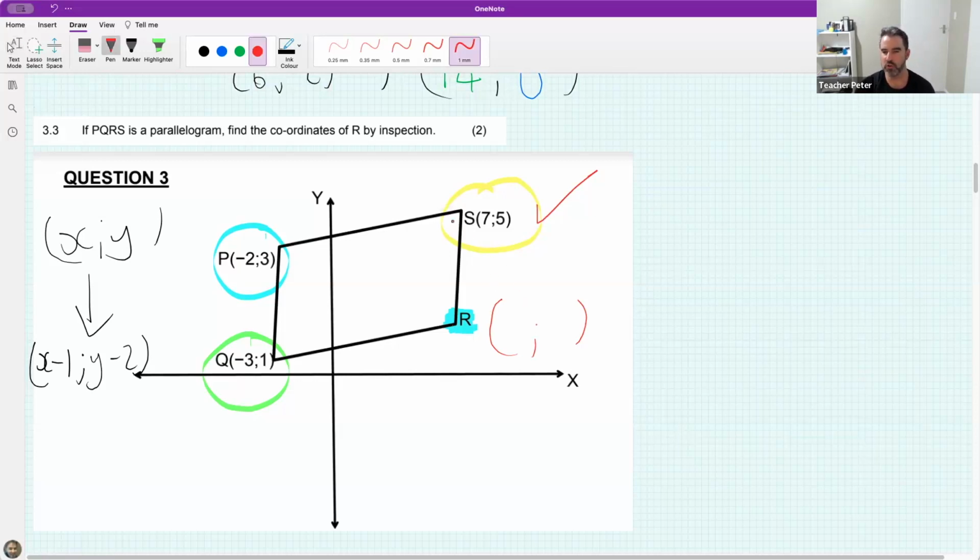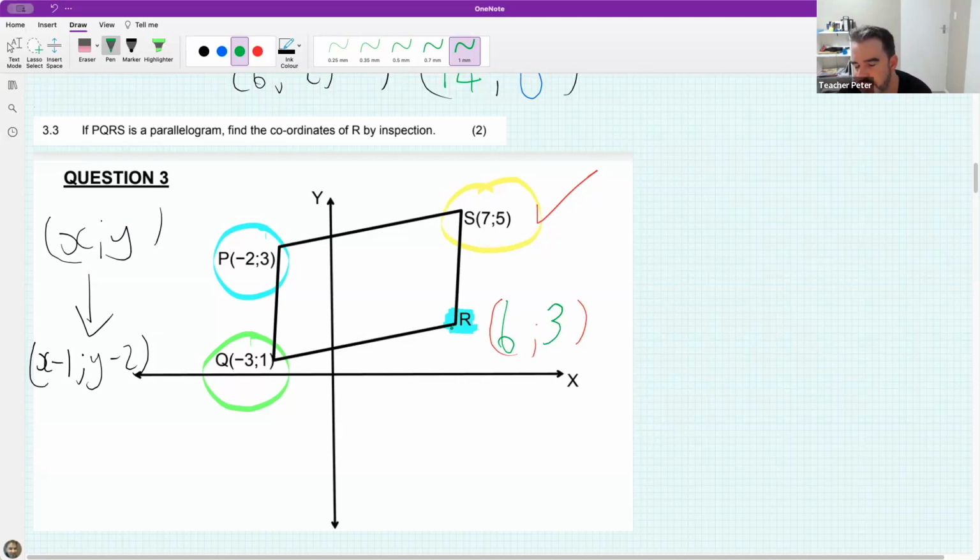So you can use whatever way you like as long as we get this answer. If I'm starting at 7 and the rule is to take away 1, then 7 take away 1 would be 6. And then if I am at 5, what did the rule say? It said take away 2 from y. So 5 minus 2 would be 3.